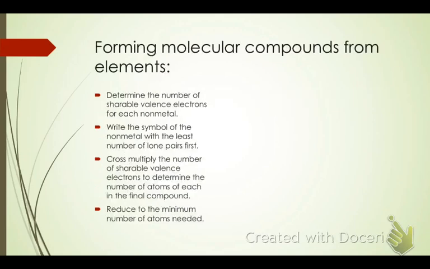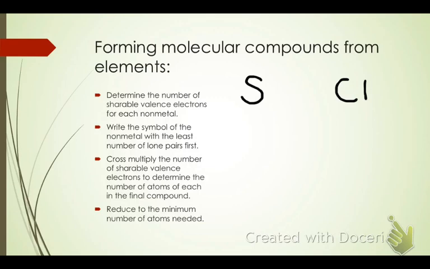So how can we form molecular compounds from the elements? The first thing is to determine the number of shareable valence electrons for each nonmetal. So for example, let's say I have sulfur and I have chlorine. We can go to the periodic table and look up how many valence electrons sulfur has and how close it is to 8. So sulfur has 6 valence electrons and needs 2 more to get to 8. And those 2 that it needs, it's also willing to share.